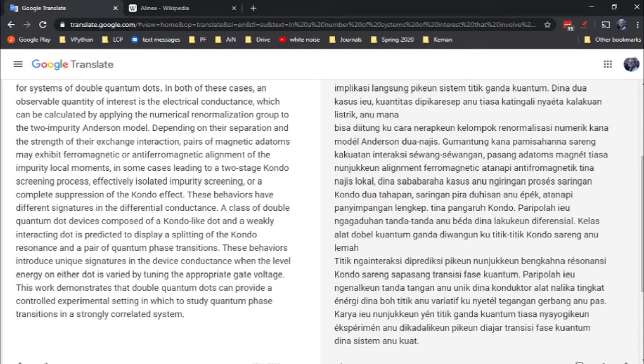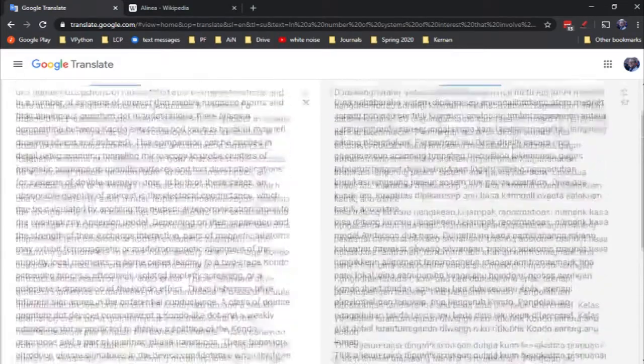A class of double quantum dot devices composed of a Kondo-like dot and a weakly interacting dot is predicted to display a splitting of the Kondo resonance and a pair of quantum phase transitions. These behaviors introduce unique signatures in the device conductance when the level energy on either dot is varied by tuning the appropriate gate voltage. This work demonstrates that double quantum dots can provide a controlled experimental setting in which to study quantum phase transitions in a strongly correlated system. Okay, that still made sense to me.